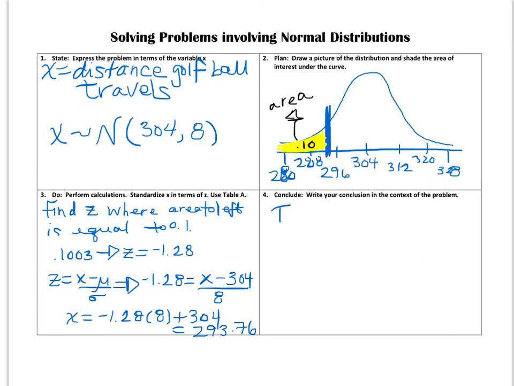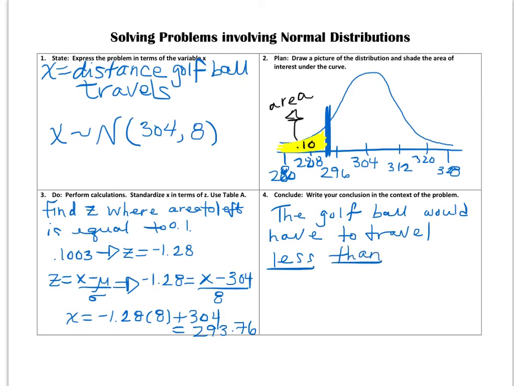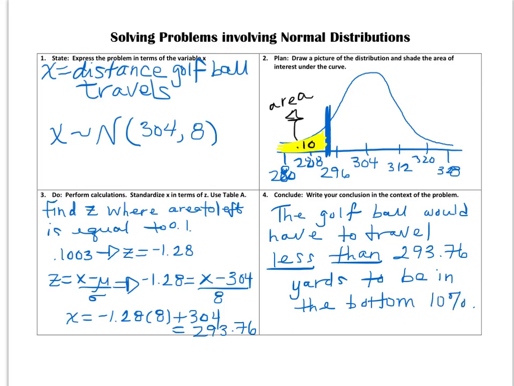And so then finally we'll answer that question in context. And we would say the golf ball would have to travel less than, because we want to be in the lower 10%, less than 293.76 yards to be in the bottom 10%. So this is how we use the normal table in reverse when we're given an area and we want to find a specific observation value.